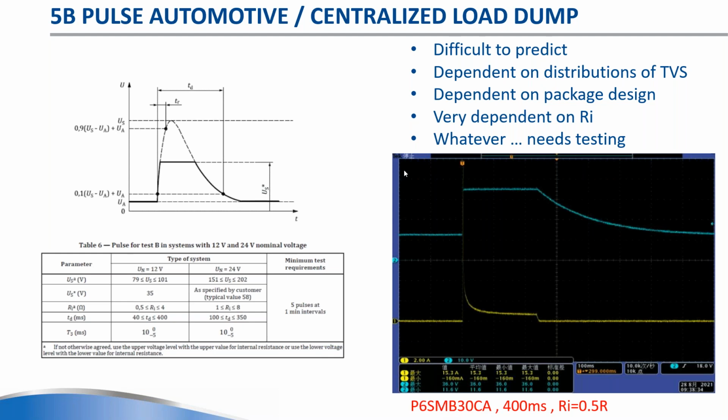So this is an area where we can work together to save some money, because the centralized load dump 5B pulses are more difficult to predict. They depend a little bit on the distribution of the TVS. If it's only 35 volt, how far the TVS is from the breakdown voltage will have an impact on the length of the pulse and how much energy it absorbs. They're very dependent on the internal resistance. And of course, you can have multiple packages that pass. So in this case, testing and cooperation with a supplier makes sense to choose the optimal part.